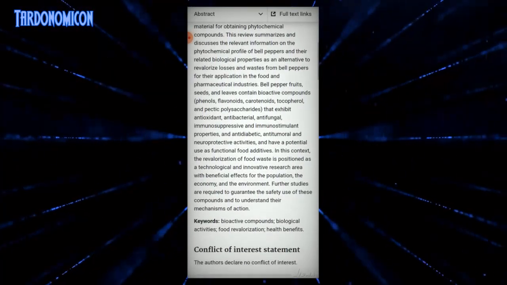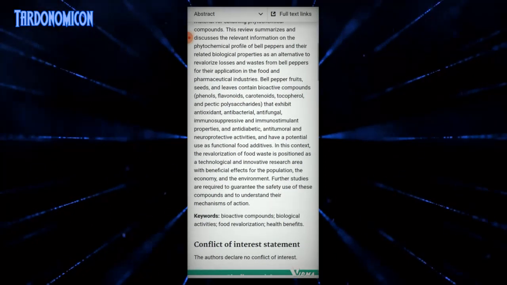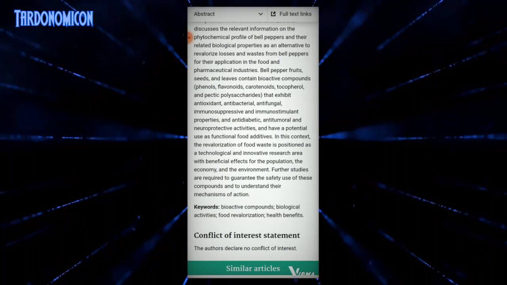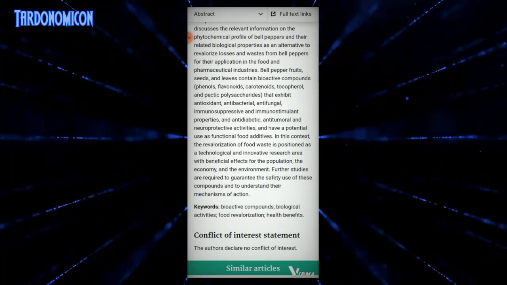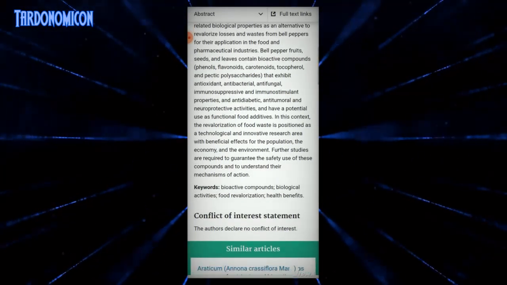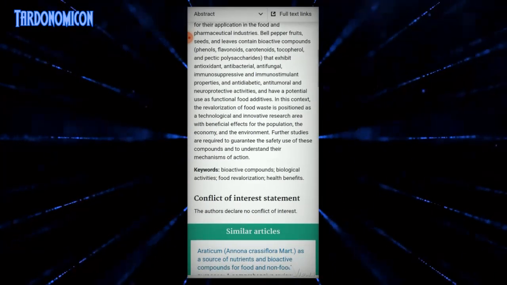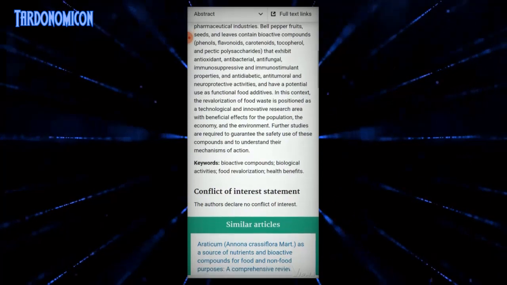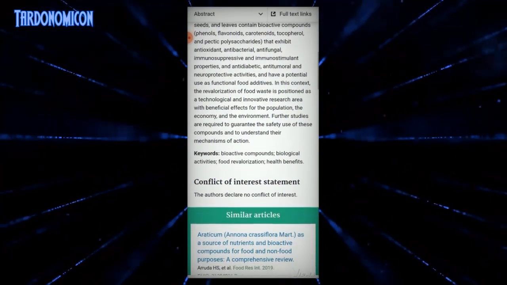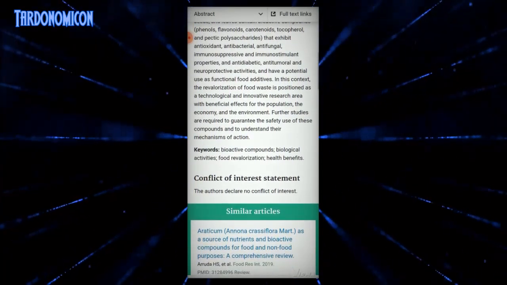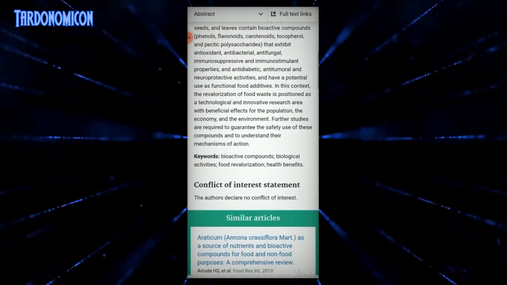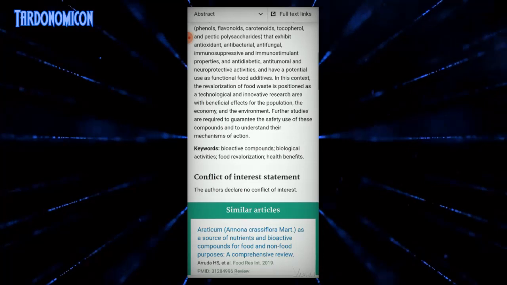Bell pepper fruits, seeds, and leaves contain bioactive compounds, phenols, flavonoids, carotenoids, tocopherol, and pectic polysaccharides that exhibit antioxidant, antibacterial, antifungal, immunosuppressant, and immunostimulant properties, and anti-diabetic, anti-tumoral, and neuroprotective activities. Remember, peppers are a berry and have a potential use as functional food additives.